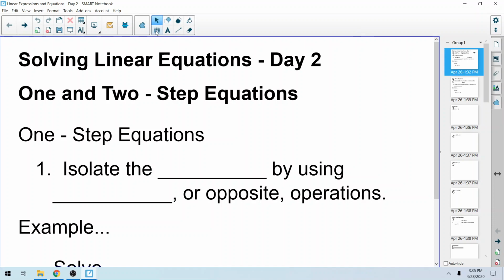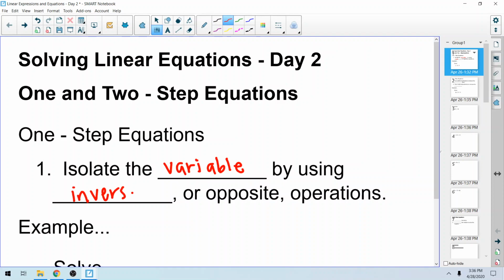First of all, if we are solving a one-step equation, we're going to isolate, meaning get by itself, the variable by using inverse or opposite operations, meaning if it's addition, the inverse of that is subtraction. If it's multiplication, the inverse of that is division.